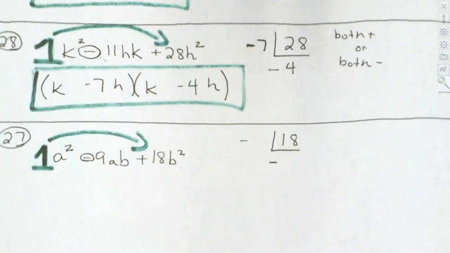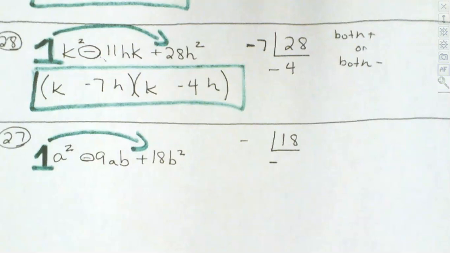So what two numbers will work? Multiply together to give you 18, add together to give you 9. Anyone got any ideas? Well, what we want is 9, right? So how about 6 and 3? 6 and 3 will work, won't it? Because 6 plus 3 is 9, and 6 times 3 is 18.